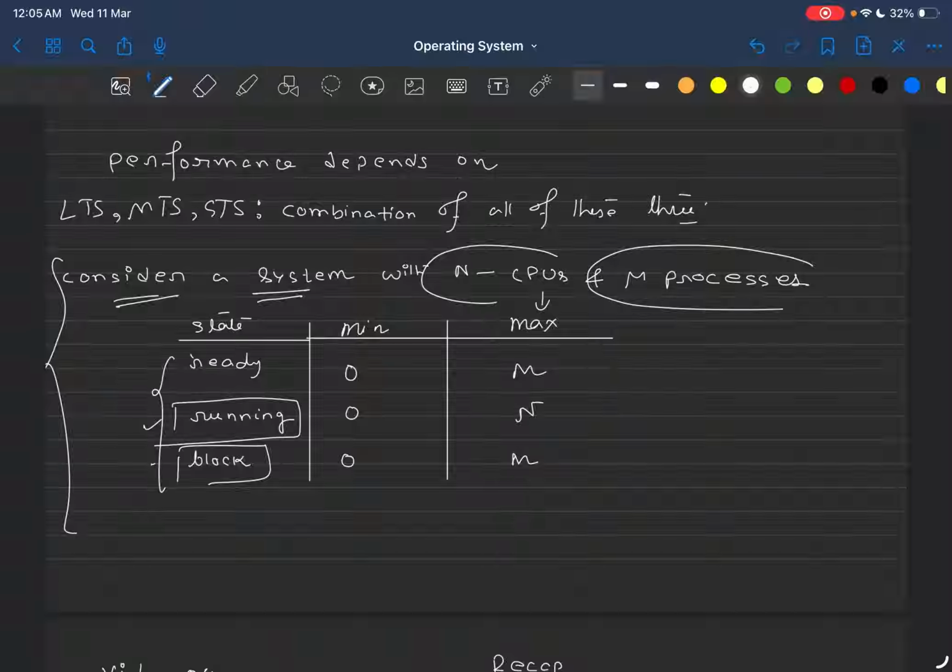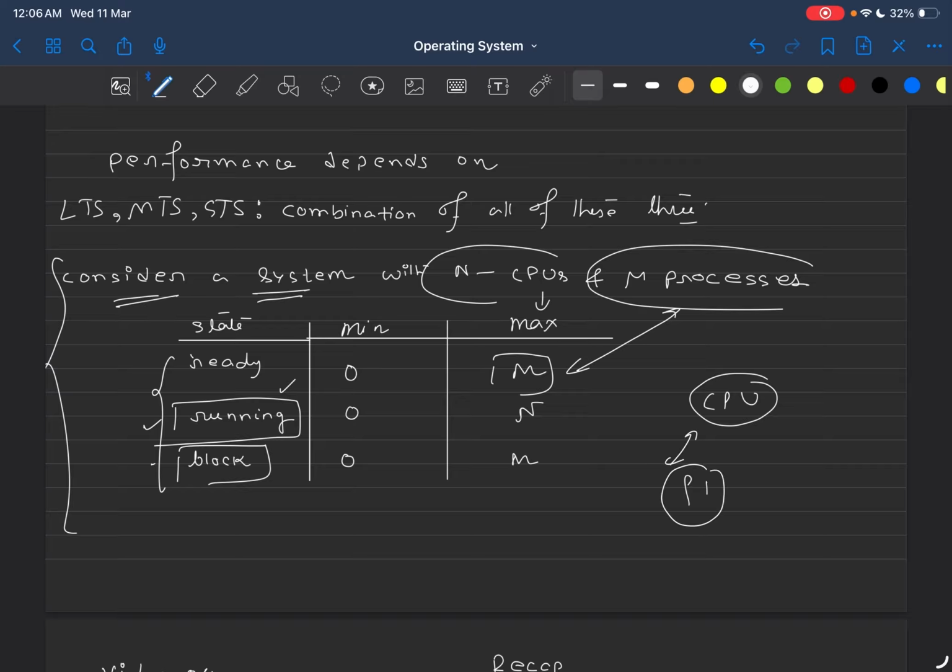Coming to the max, it is possible that all of the processes are ready to run and all of them are in the ready state. So the max will be m, the number of processes. Then in the running state, what is the max number of processes? I have already told you that if there is one CPU, only one process will be executing at any time. In multiple-core computers, multiple processes can be running simultaneously.